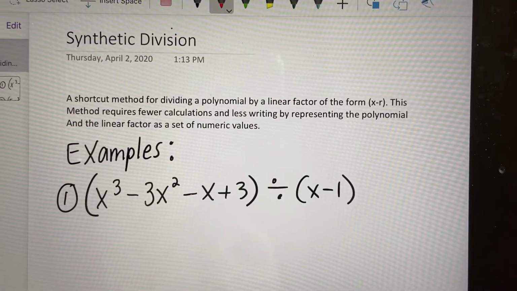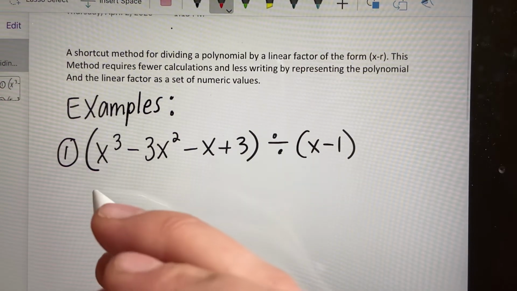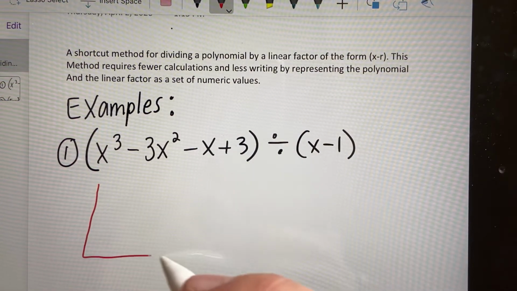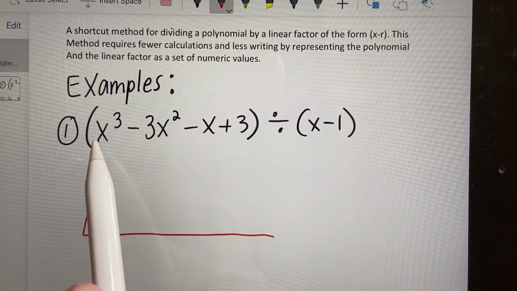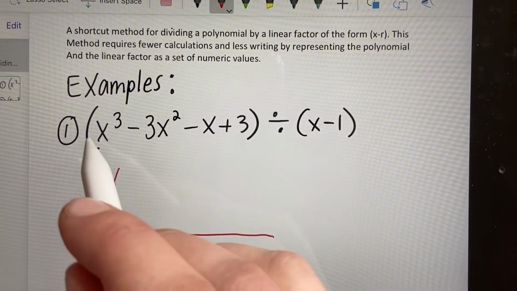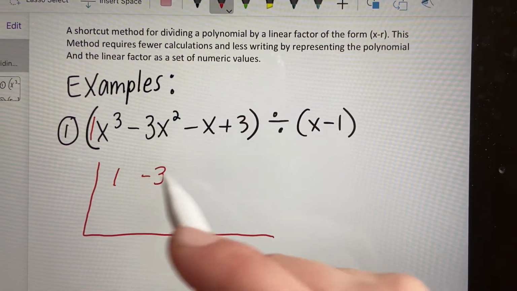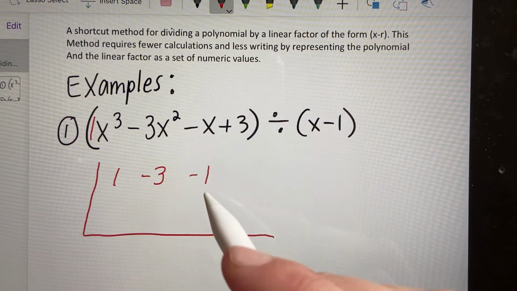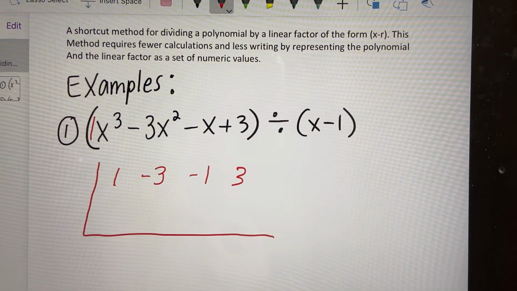The first thing that you need to do is draw an upside down division box. That's what I like to do. Okay, and then notice I have an x to the third, which means that would be a 1, and I'm going to write that on the inside of here, the invisible 1. And then negative 3, this negative x would be a negative 1, and then 3. And then we're dividing that by x minus 1.